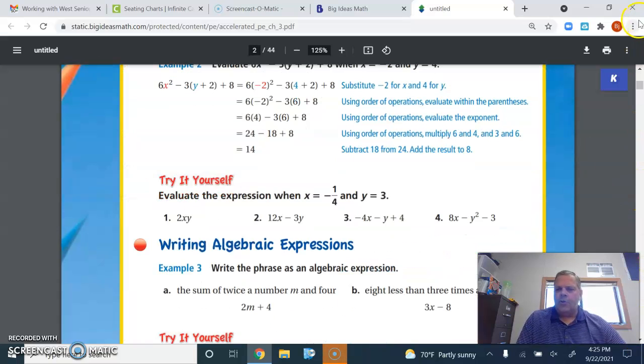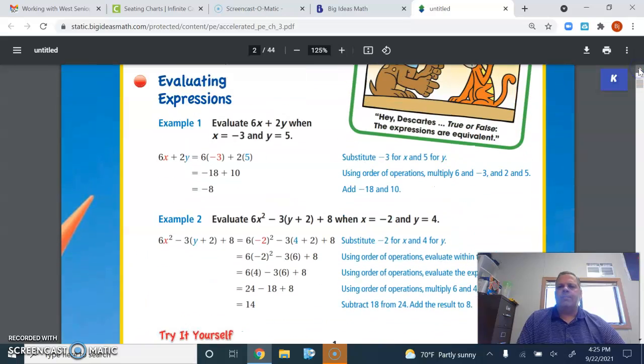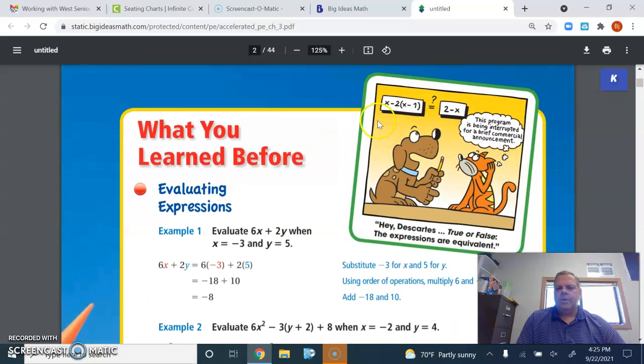And our third example of this is we've got x minus 2 parentheses x minus 1 equals 2 minus x. Hey, Descartes, true or false? The expressions are equivalent. And you can see this program is being interrupted for a brief commercial announcement in his head. He's not really sure how to solve that. But this is something that we will be able to solve.